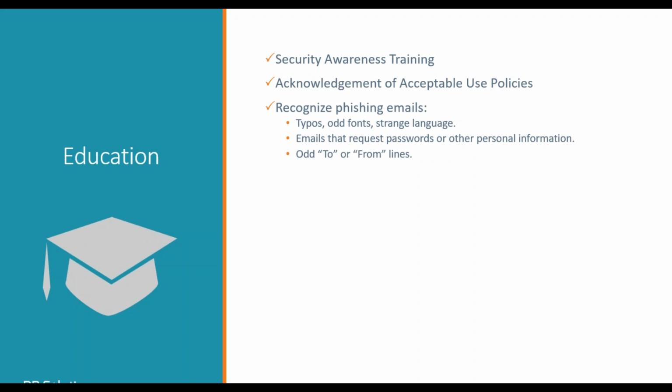Odd to or from lines. You saw even on the spear phishing attempt that the email said it was from that guy, I think Doug Williams was his name, but it had a weird .de domain on it. The to was to just some random list. The same goes for the subject line. If it's stuff that's bizarre, that should raise a flag for you.